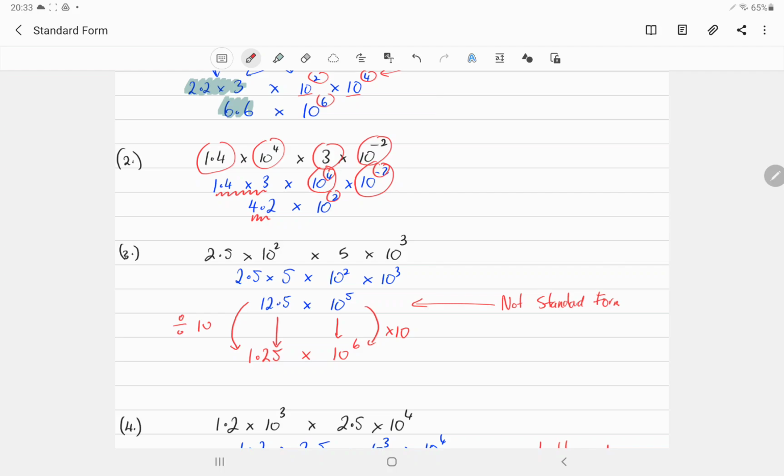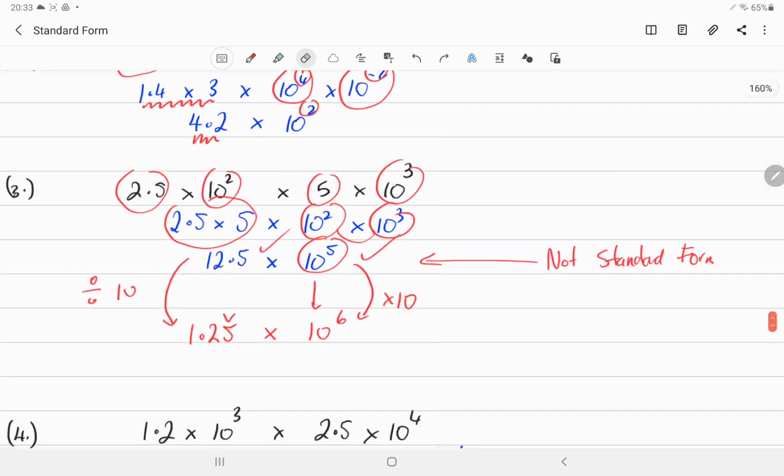Question 3, same idea, except just slightly harder, not a harder multiplication. The answer needs a slight rejig. So take our 2.5 and our 5, multiply them together. Take our 10 squared and our 10 cubed, multiply them together. So 10 squared by 10 cubed gives us 10 to the power of 5. Happy enough. 2.5 by 5 is 12.5. Happy enough. The only thing is, 12.5 multiplied by 10 to the power of 5 is not standard form. We need to change it into standard form.